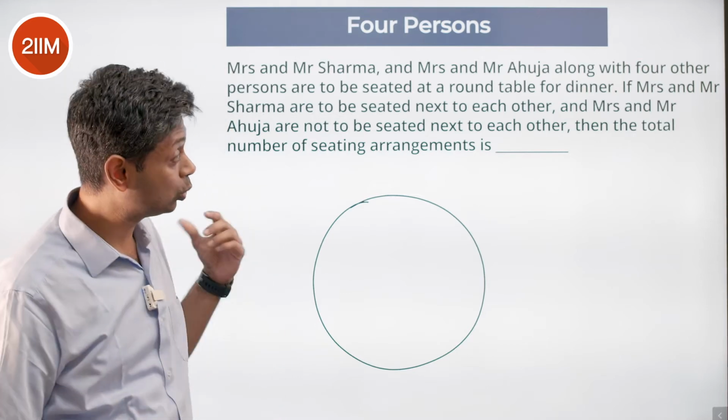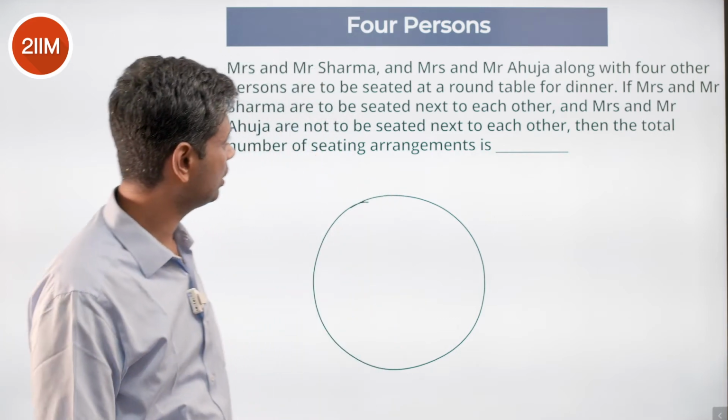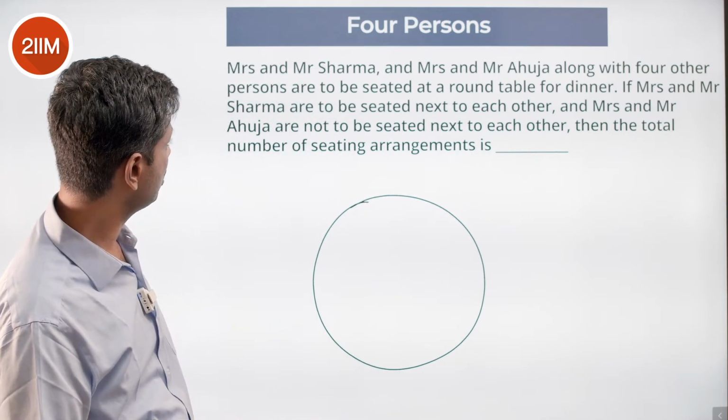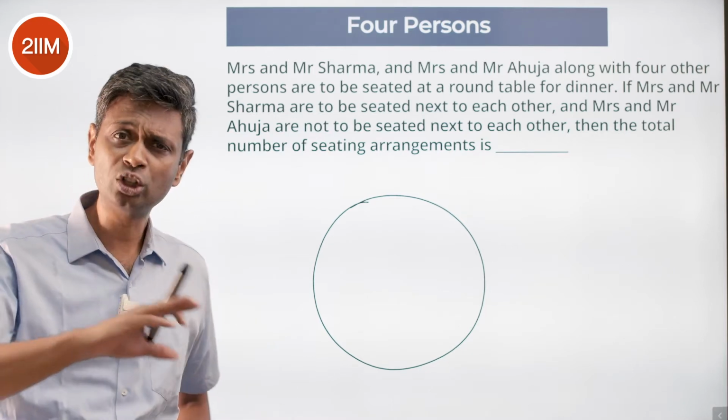But this is not that. We are told that there are 2 couples. One couple have to be seated next to each other, Mrs. and Mr. Sharma, and another couple, Mrs. and Mr. Ahuja, are not to be seated next to each other.